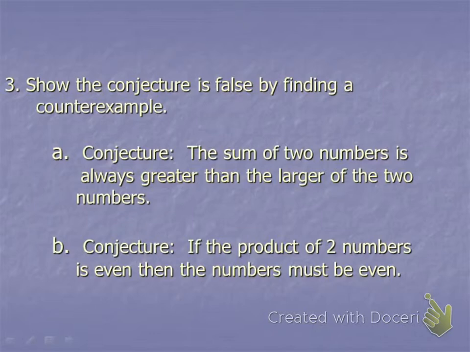So the directions say, show the conjecture is false by finding a counterexample. I will tell you the biggest trick to counterexamples is the number 0 and negative numbers, because we always forget about those. So if you're feeling stuck, try using negatives and see if it helps. Or try using 0 and see if it helps.